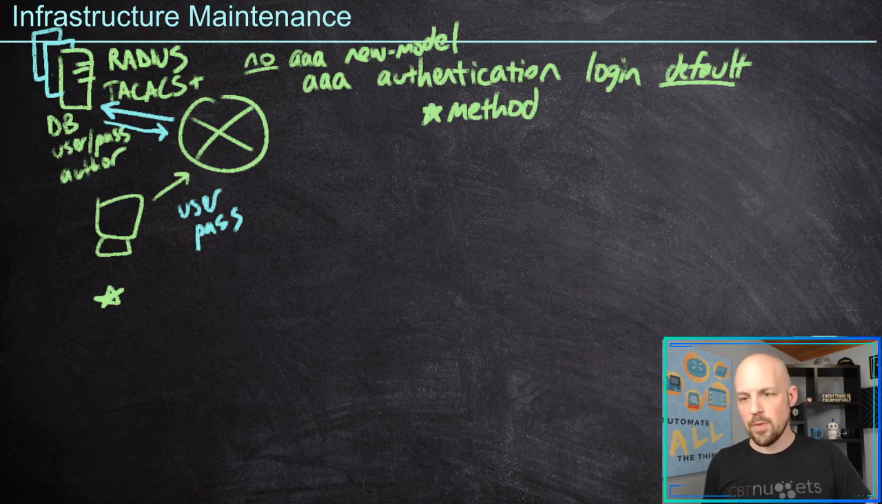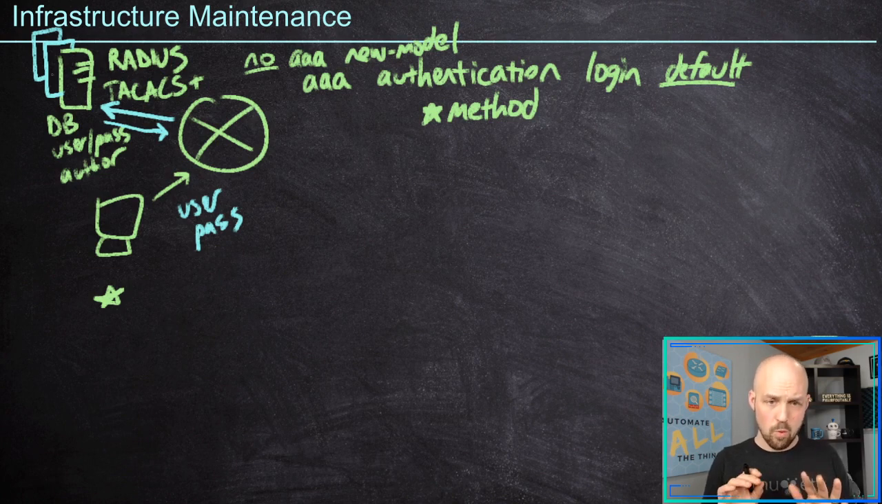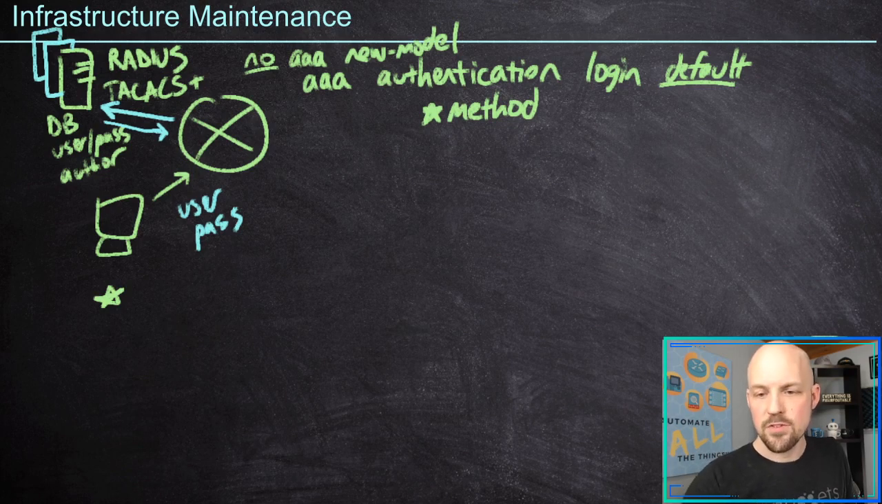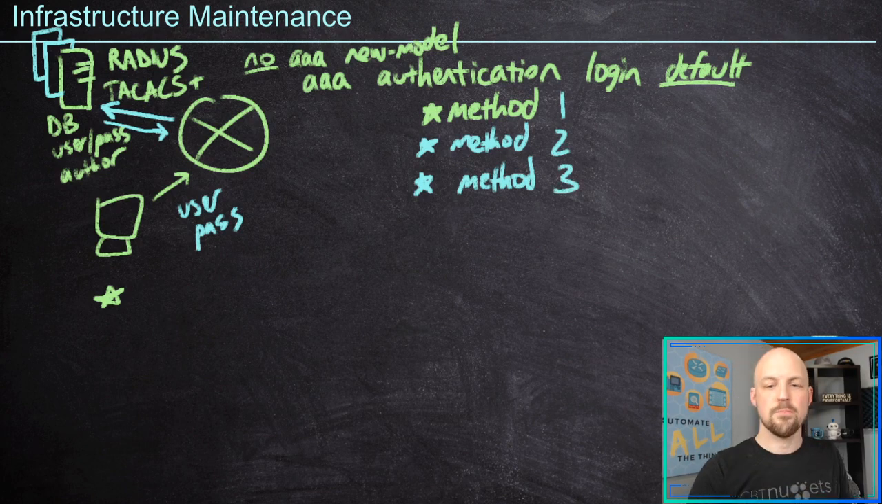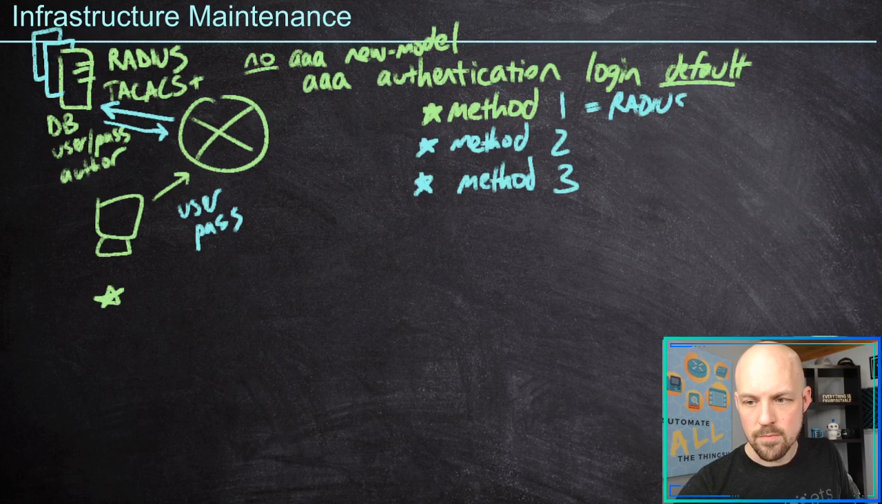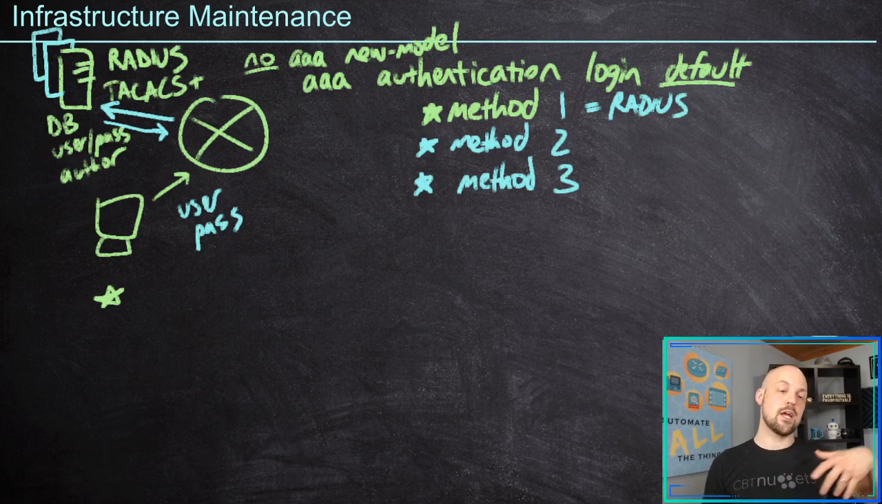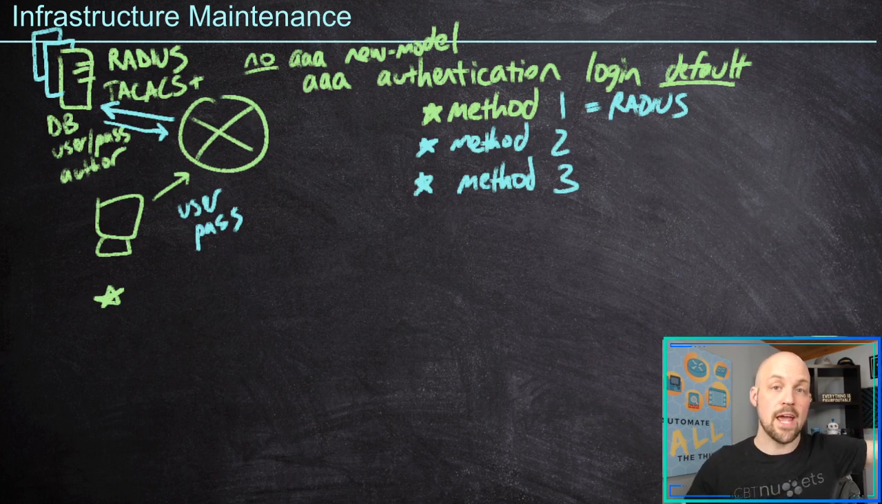servers go down. But it is worth talking about here because Cisco allows us to list multiple methods. So we could say method one, and then method two, and then method three. Let's say we list three separate methods. Again, we've got to go through what some of these options are. But let's say method one was a RADIUS server, and I check and the RADIUS server answers with a no. It says, nope, you can't get in.